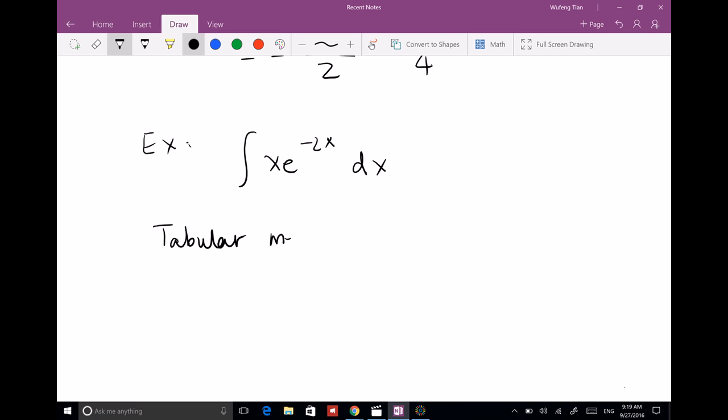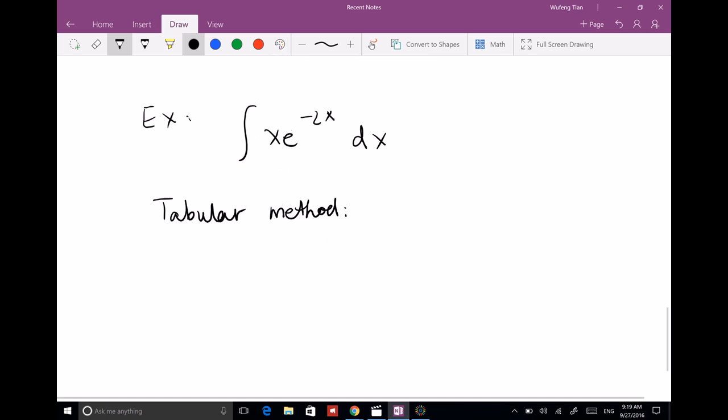Since yesterday I asked you to go back and read the book and think about this method, can anyone tell me how you use the tabular method to solve this problem? Can anyone try? Yesterday I said please go back and read the textbook, and tomorrow we'll look at this and focus on the tabular method. No? Okay. So with the tabular method, basically you don't do the u dv part. We simplify that whole process.